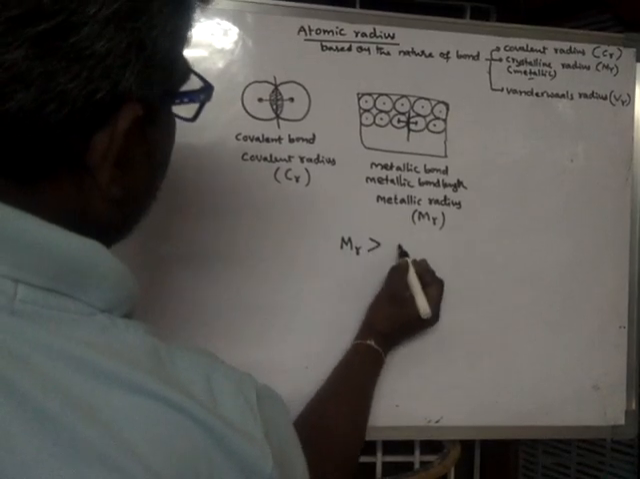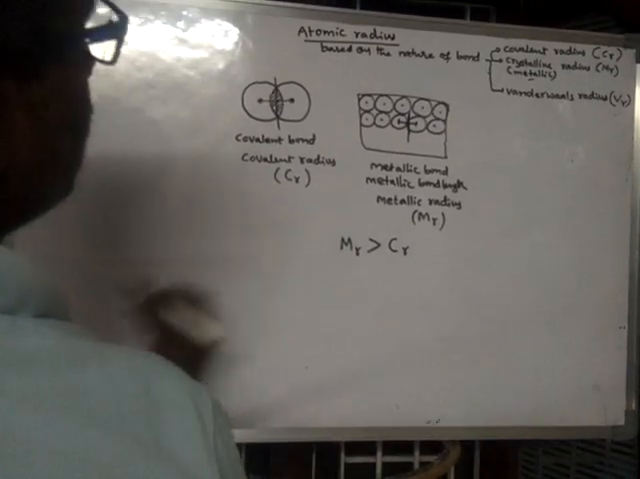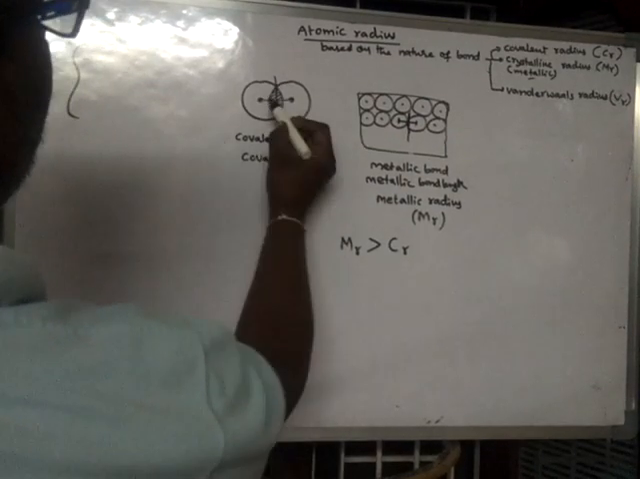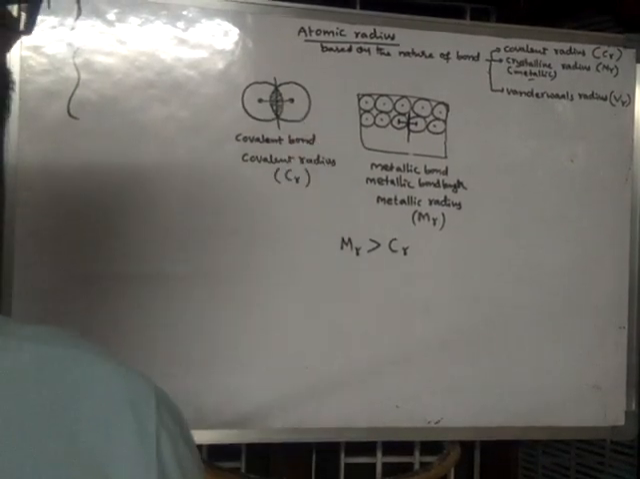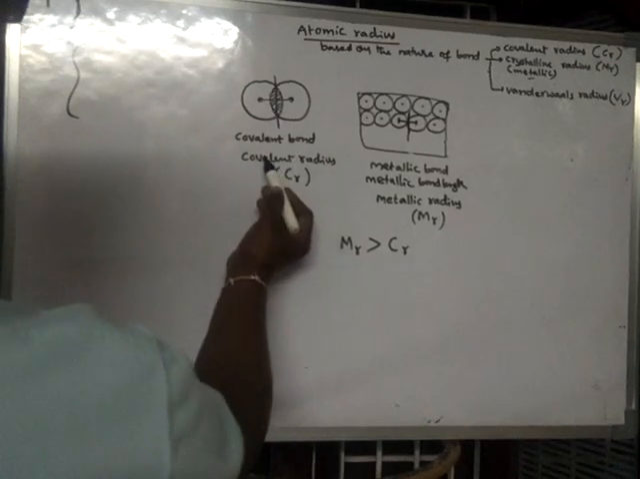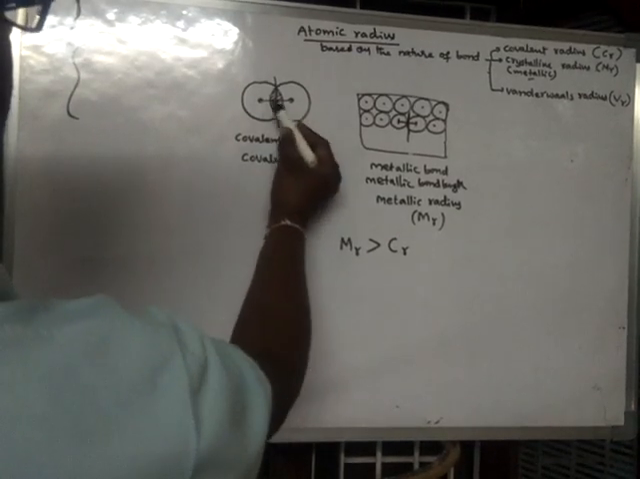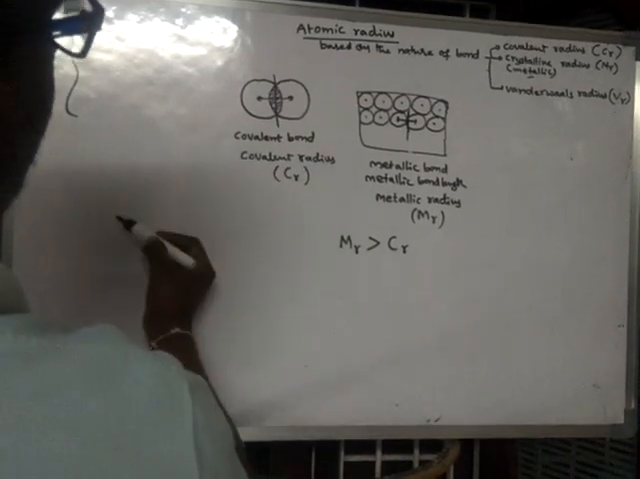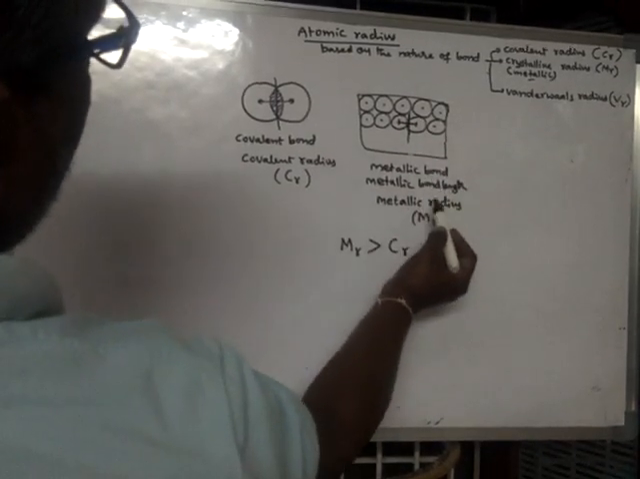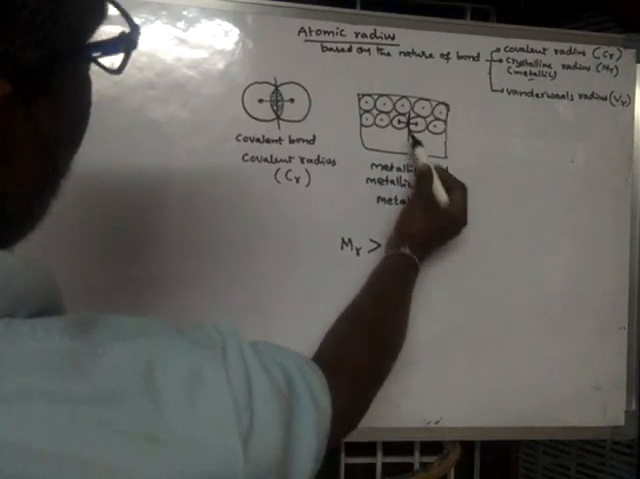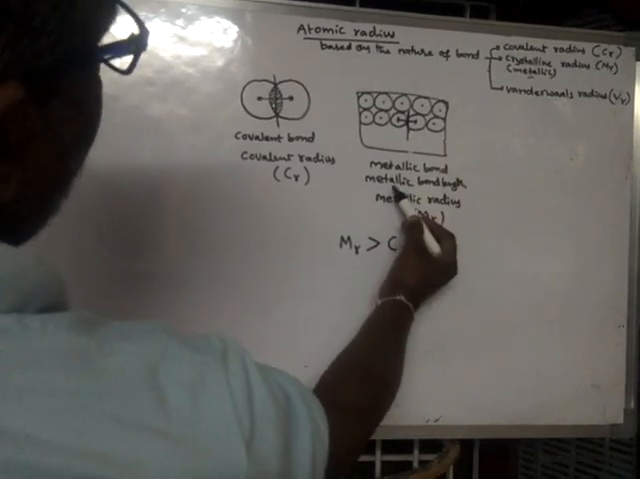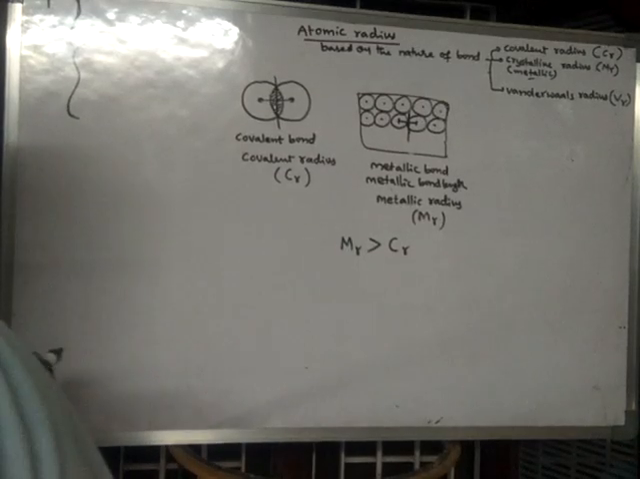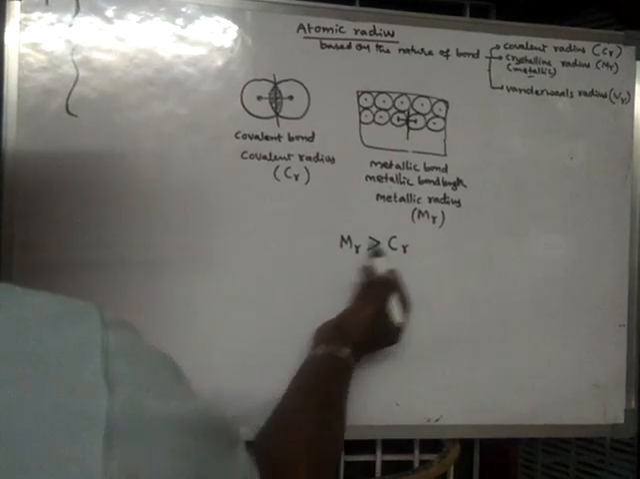will be greater than covalent radius, because the distance here is more when compared to the distance between the two nuclei. Half of the distance of covalent bond length is said to be covalent radius, and half of the distance of the metallic bond length is said to be metallic radius. So remember that metallic radius is greater than covalent radius.